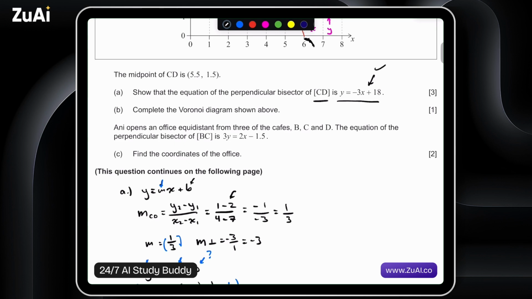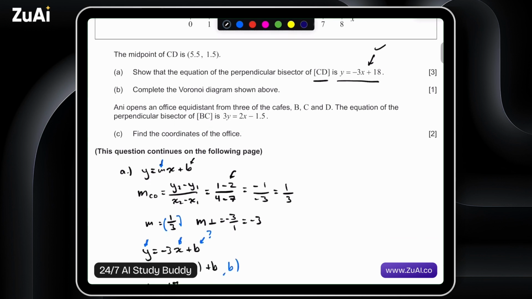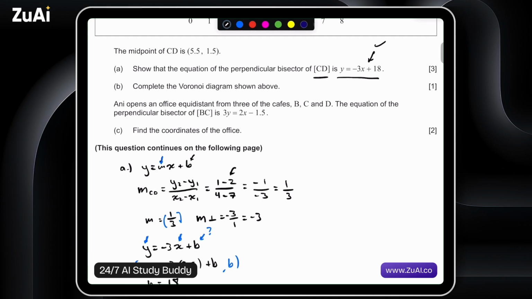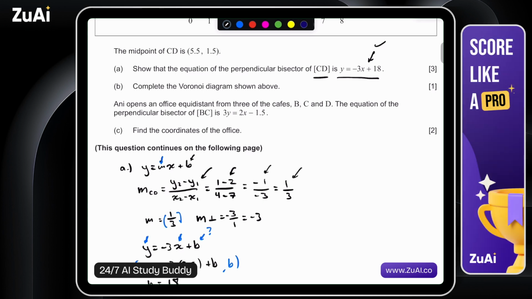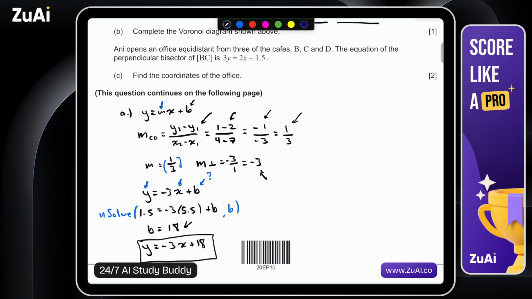Complete the Voronoi diagram shown above. Actually, sorry, one last comment. For a 3-mark question, chances are they'll want to see calculation of the slope. So, gradient formula, calculation of slope, conversion to perpendicular, and then you'll have a value of b, or simply just our total equation. Or finding the value of b, we know it matches up with this equation.